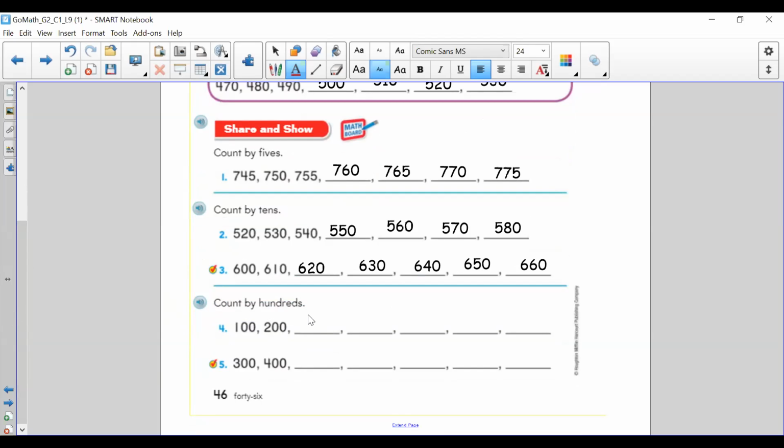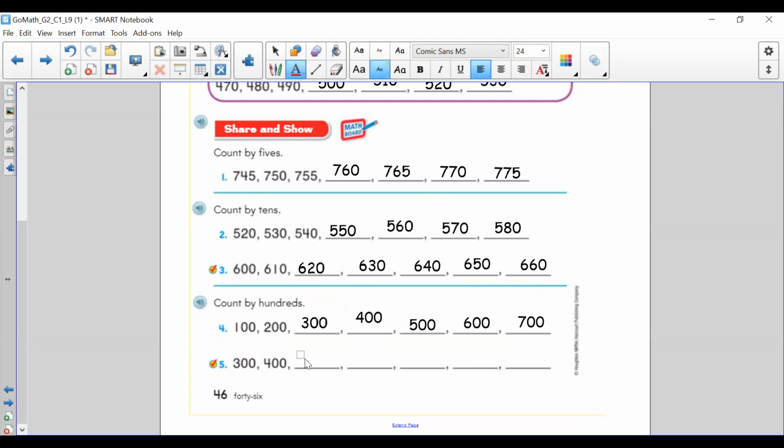And now we're counting by hundreds. So we have 100, 200. I know you can count by hundreds. 300, 400, 500, 600, and 700. But what if we start at 300?